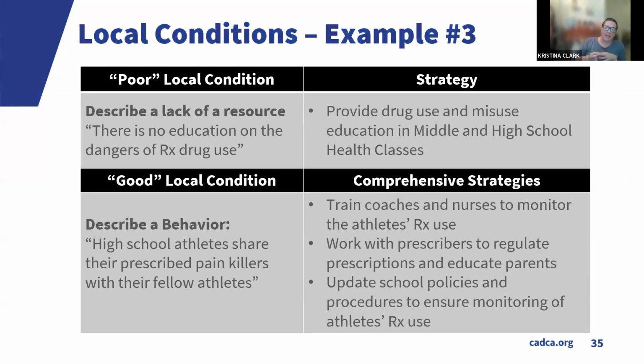Another example of this, again, you hear a lot of times a lack of, or there's nothing of something. There's a lack of a resource. So there's no education on dangers of drug use. And this is where I'd say, okay, because there's no education, what are we seeing? And here, they're seeing high school athletes share their prescribed painkillers with fellow athletes.